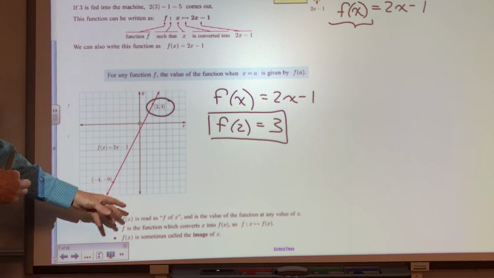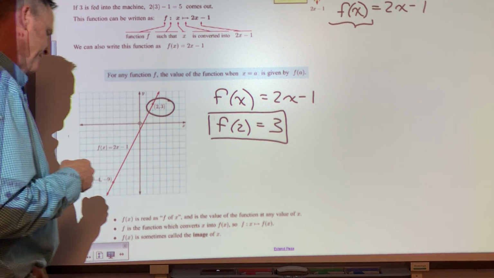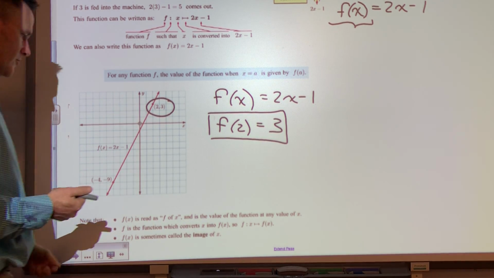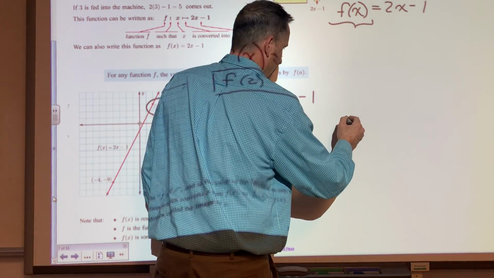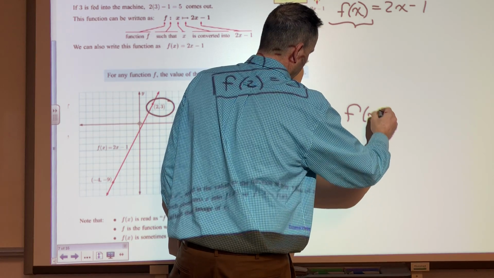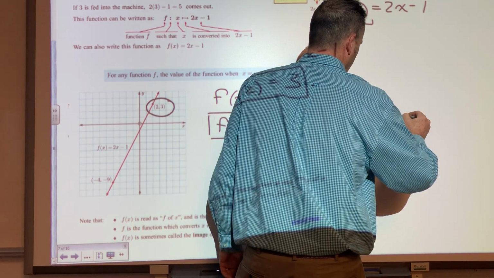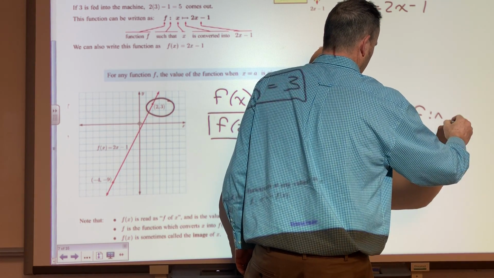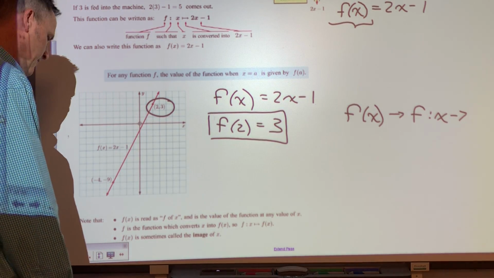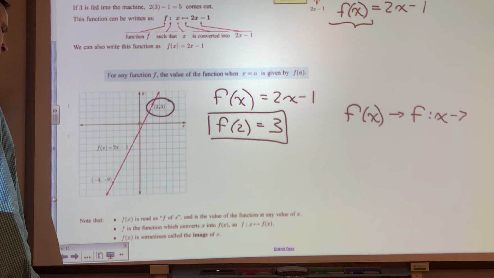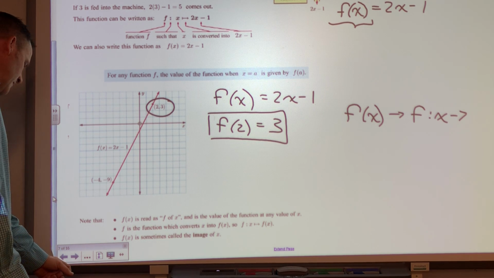Now, a couple little rules. We always say it's f of x or g of x, whatever the function is. So this is one way to write it, and that's how I prefer to write it, but you can also write it as f: x maps onto. That's an arrow, not a 7 or negative 7, or the image of.